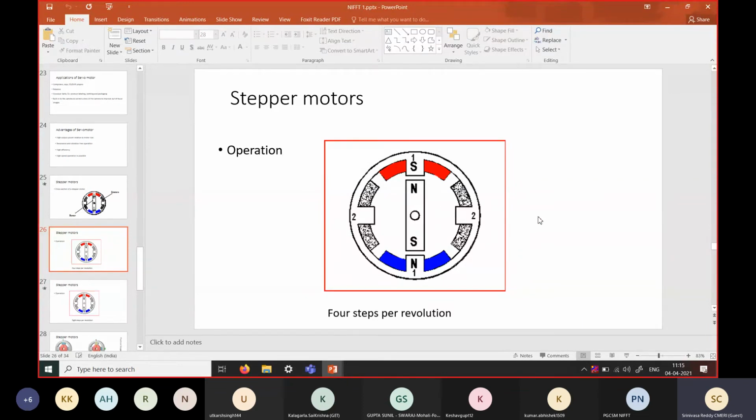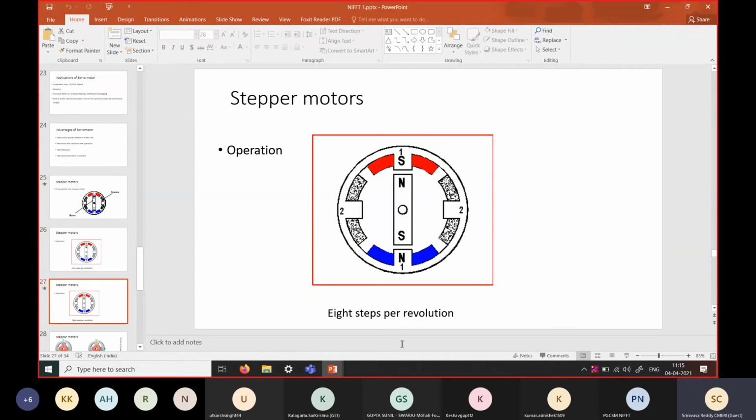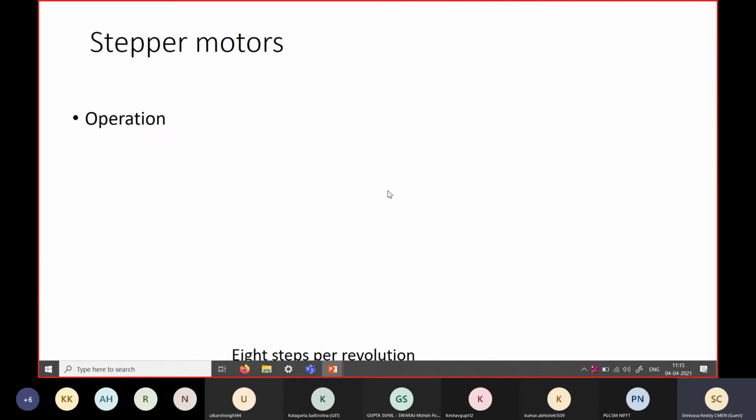Now, just now we have seen the coils are switched alternately. When coil 1 is switched on, the rotor is vertical, and when coil 2 is switched on, the rotor is horizontal. But what happens when we switch on coils 1 and 2 simultaneously? Here on 1 also there is a south pole, and on 2 also there is a south pole. Then the rotor will try to align in between them. So in this case we can achieve smaller steps than the first case.